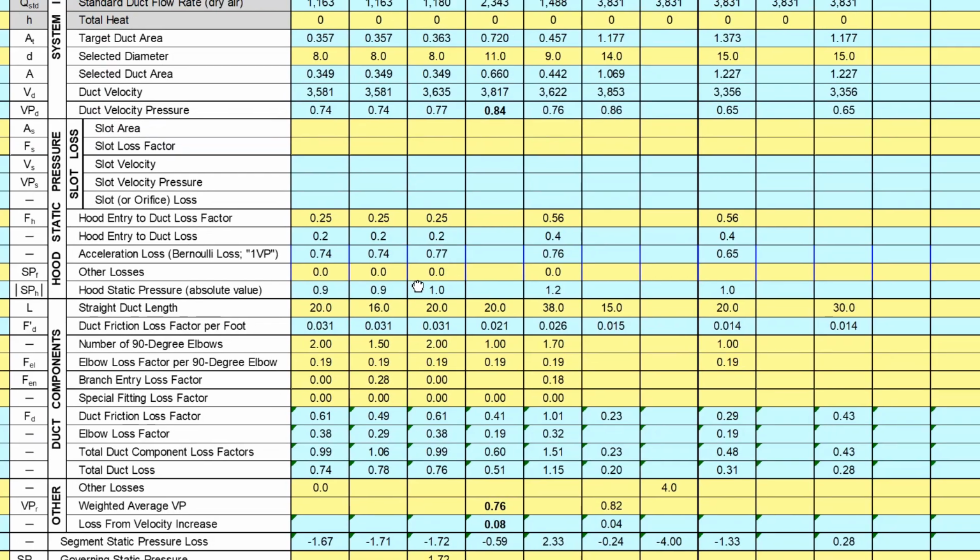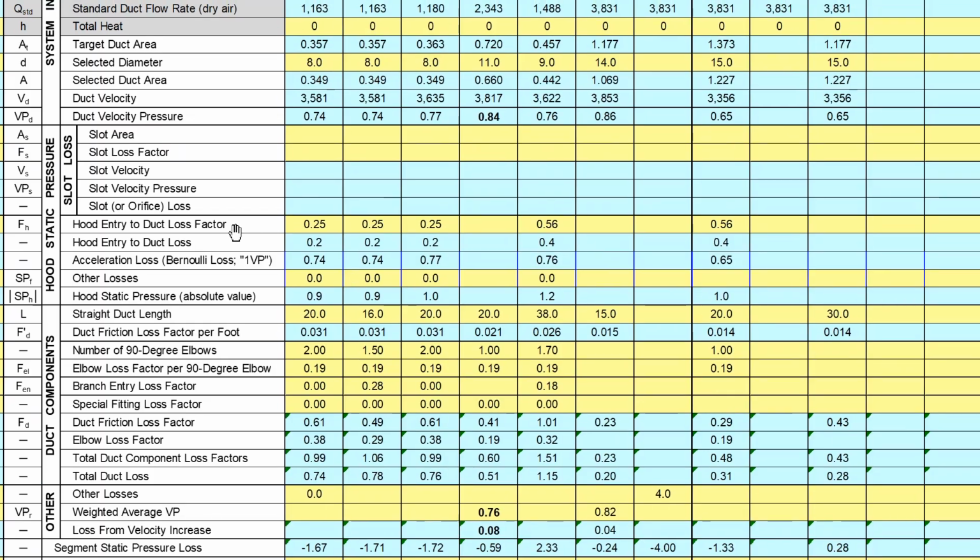We get into our duct section. We have the same hood design, so our F sub H stays the same. Our entry loss is 0.2. Since we have the same velocity pressure, our acceleration loss is the same. So our hood losses are identical on these two ducts.